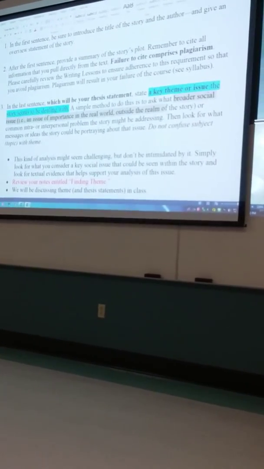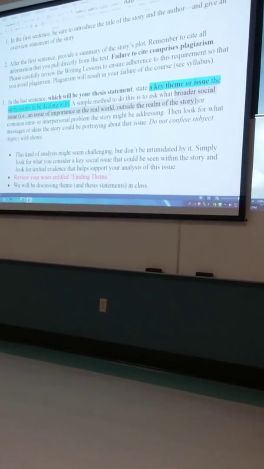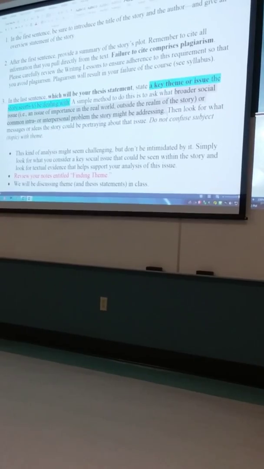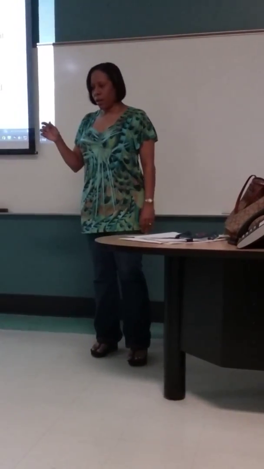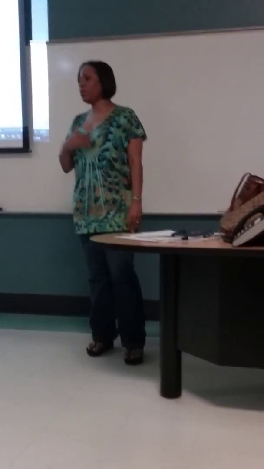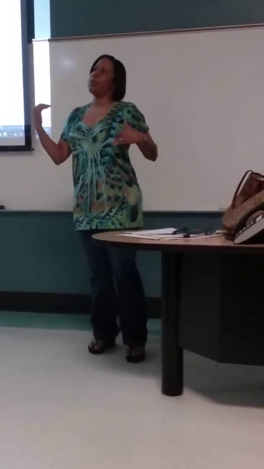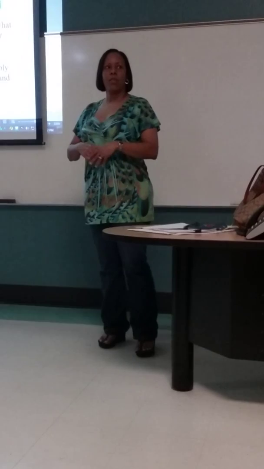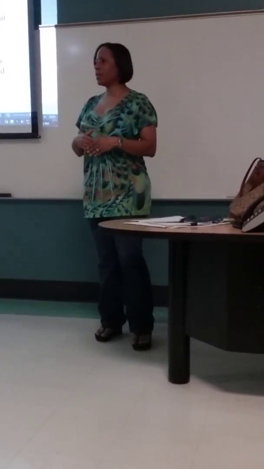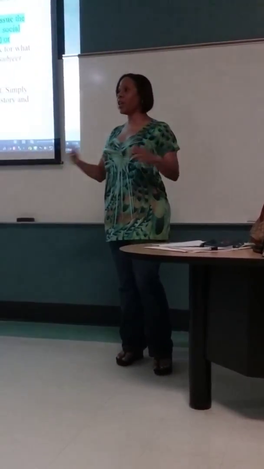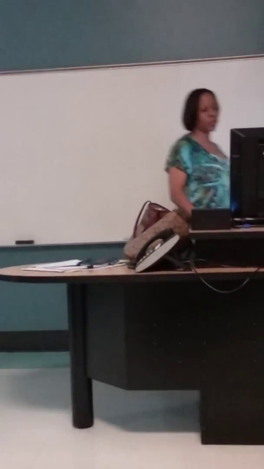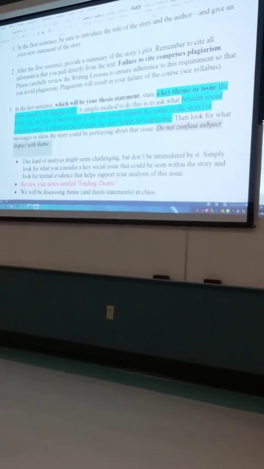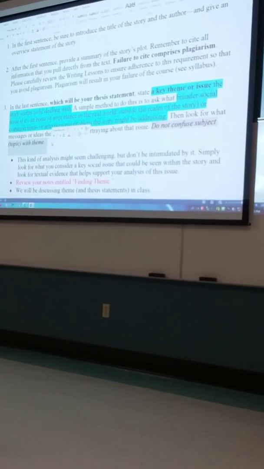What broader social issue outside of the realm of the story, or intrapersonal or interpersonal problem, is the story addressing? It's not about what's happening in the story. If you say the author uses symbolism to illustrate Paul's friendship with his brother, that's not theme. That's so what? Yes, he does. So what? That's not analysis. You're just stating fact, right? You have to do more than just say what happened in the story. You have to show what it means outside of the story. Take it outside of the story. Do not confuse subject and topic with theme. Remember this chart? We've done this a couple times in here.